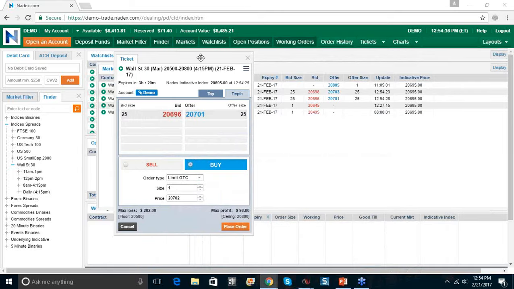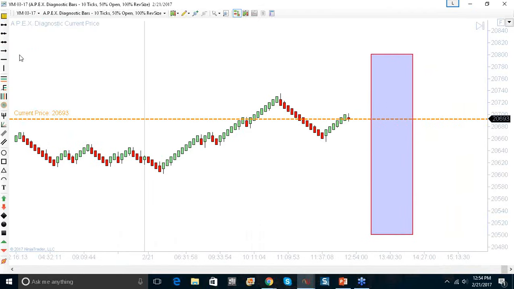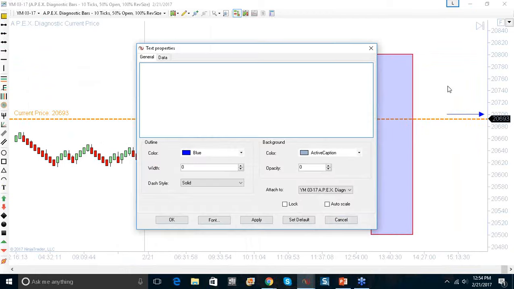So let's just take a look at something here. Right now we can buy this spread for around the 20,700 range. So that's right here, 20,700. I just want to show you something. That's where we can buy into this spread. We've got to put up about 200 bucks out of our account to enter that trade. So the spread is $200 out of our account.